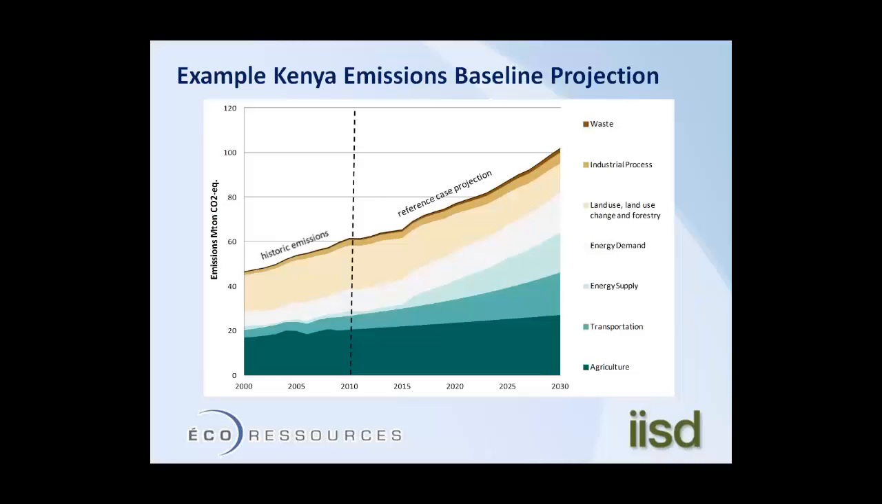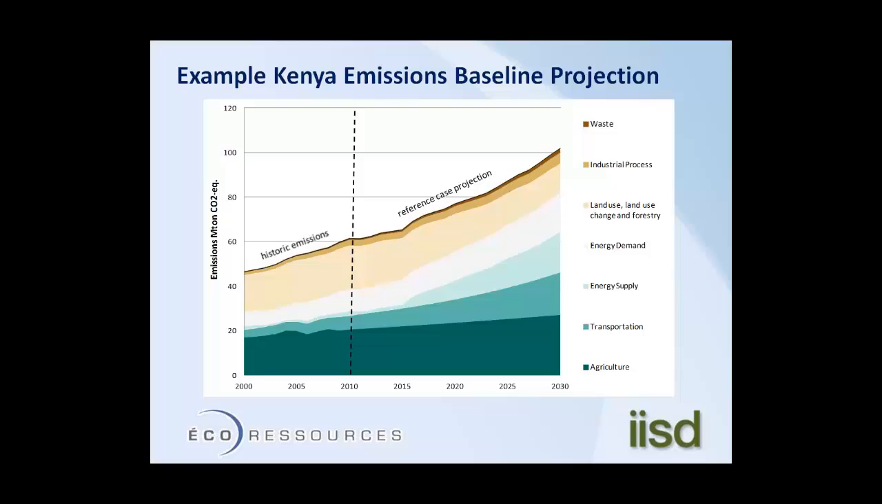So in the next slide here we see an emissions baseline projection for Kenya that we developed. In this baseline scenario, overall emissions are expected to grow about 3% per year from 2010 to 2030. Energy emissions, and we can see the different wedges, so we can look at the effect of each of these sectors on the increase in emissions.